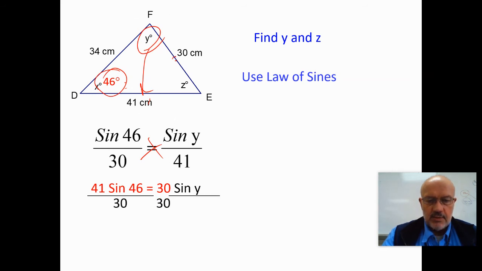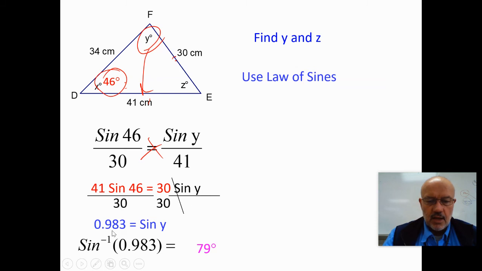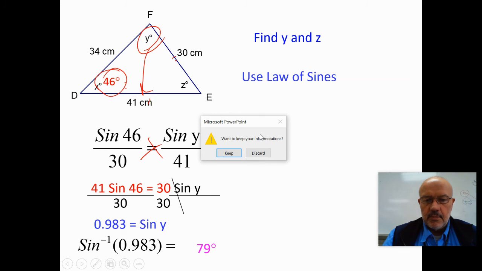So dividing both sides by 30, these got a little bit off. That's supposed to be canceling that out. This should be a little further over, but anyway, you get the idea. Okay, so that gives us this math. 41 times the sine of 46 divided by 30 equals this, 0.983. And then when we put that into the calculator, we're going to find out it equals 79 degrees. Let's go to the calculator and do those steps here.